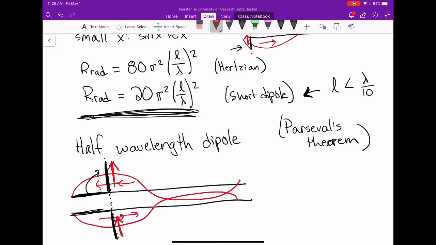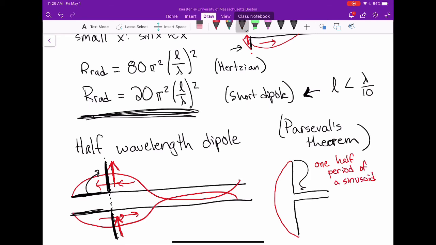And my antenna current distribution looks like one single lump of a sinusoid. One half period. And that works because the length of this antenna is half a wavelength.